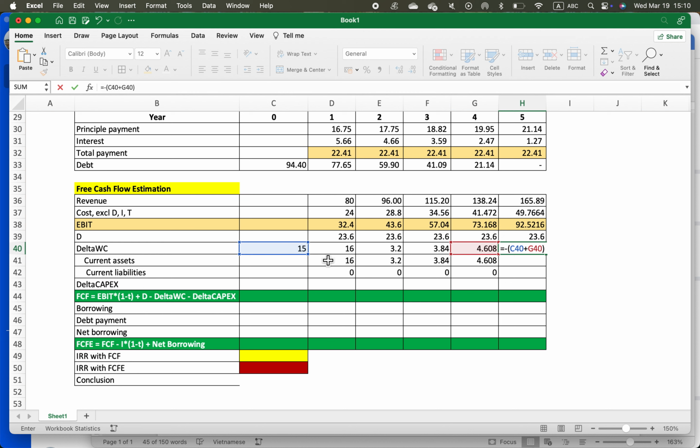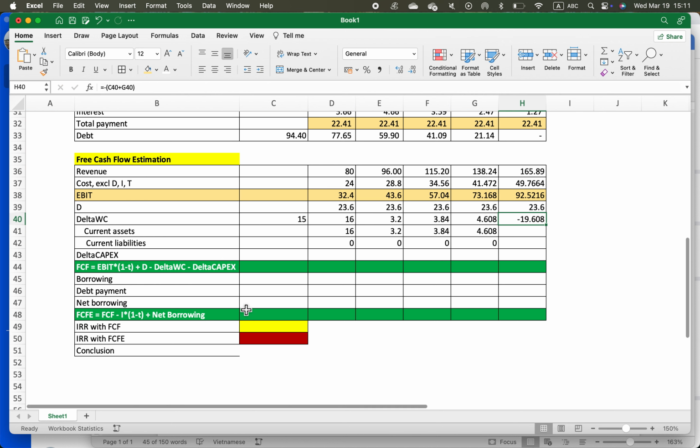Because you see that if you put 15 in here and you put 16 in here as well, and 3.2 in here and 3.84 and etc., you would have to make the sum of this one, which means you get back all the things you put in working capital. But actually from the first year to the next, you put something in, but the next year you get it back, and then you put something in and you get it back. So you do not need to sum it up.